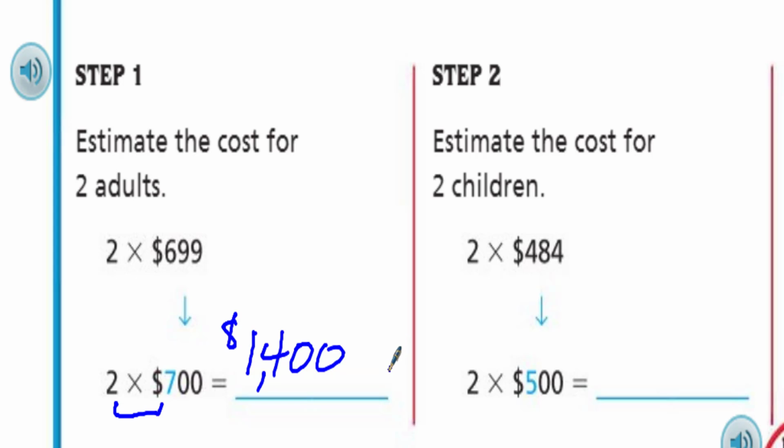Step 2 says estimate the cost for 2 children because we have his parents, 2 adults, and then his sister and Jake. So there's like 4 people total and 2 children. So 2 times 484, again, we're just going to round that to 500. 484 is closer to 500, so it makes sense that we would round that. Now we have 1,000. There's 2 of them, so just $500 double is what I like to think of that as. But again, you have your simple facts.